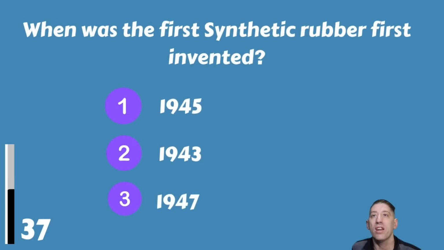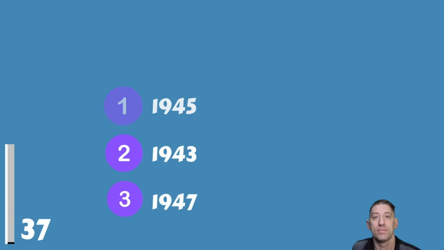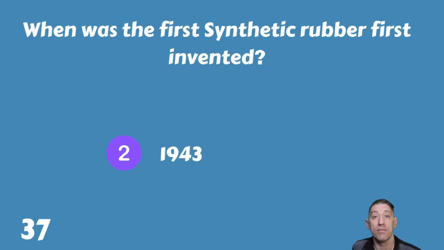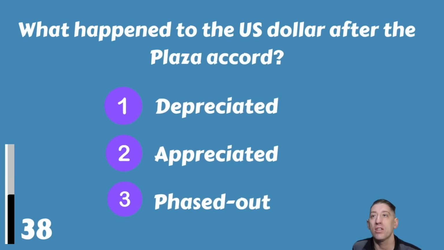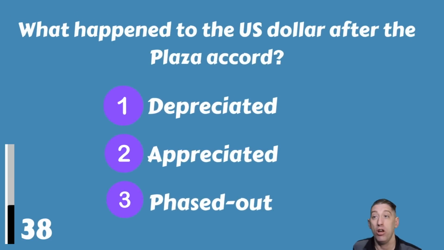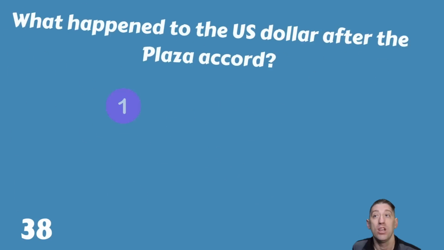When was the first synthetic rubber first invented? 1945, 1943, or 1947? 1943. What happened to the US dollar after the Plaza Accord? Depreciated, appreciated, or phased out? Depreciated.